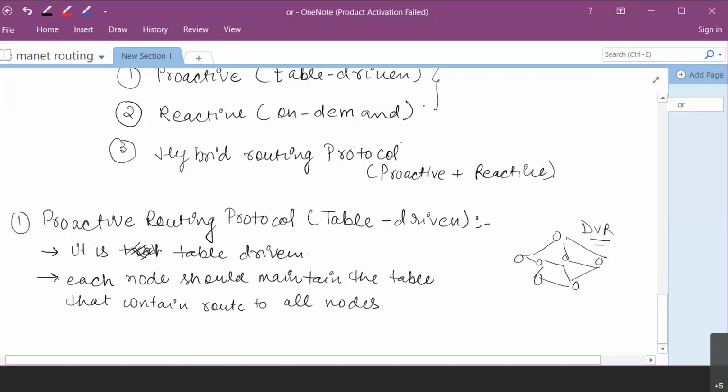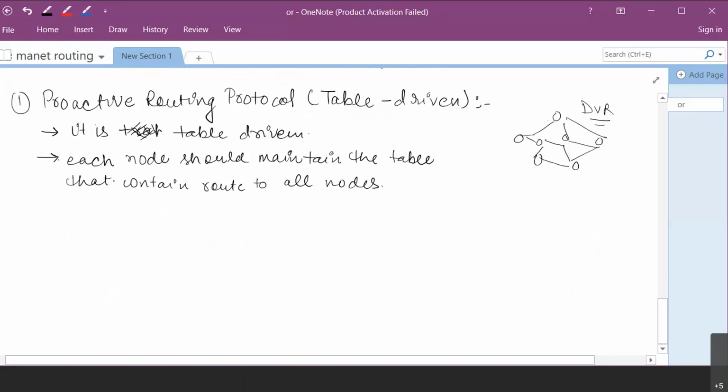And just like in the DVR protocol, in the proactive routing protocol also, each node has to know what nodes are existing in its environment. Because the nature of the MANET is the frequent updation of the topology, there is a frequent need to update the table also.